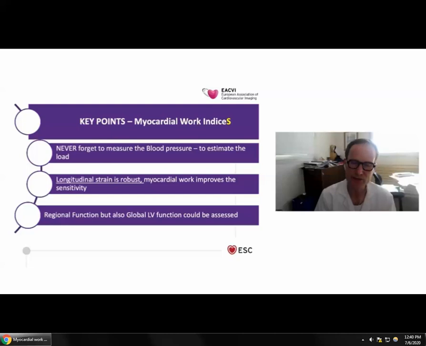We know that longitudinal strain is robust. And to get myocardial work, we use this robustness of longitudinal strain and we improve its value because we improve the sensitivity of the assessment of LV global, but also regional function. And it's very important to look at the global value, the myocardial work index, but also the positive myocardial work and the wasted myocardial work. And you can look at that globally and regionally, as I showed you, for a patient with a CRT device and for a patient with hypertrophic cardiomyopathy, but it's also true for a patient with ischemic heart disease, or as you saw already, after initiation of chemotherapy.